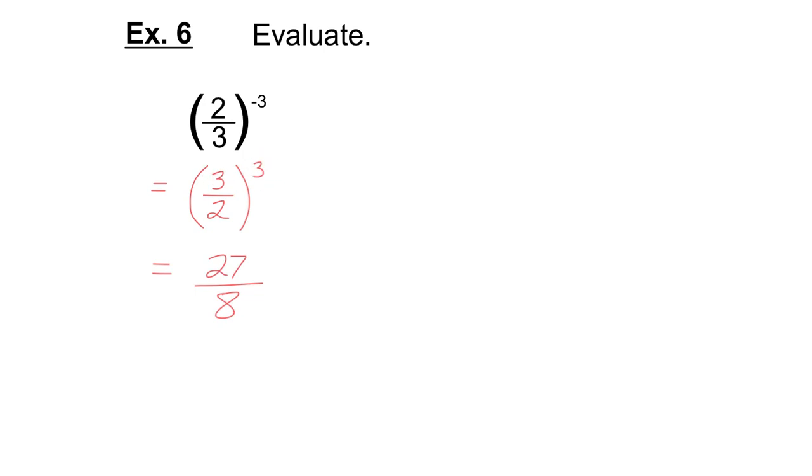Three to the exponent 3 is 27, and 2 to the exponent 3 is 8. So when I evaluate this expression, my answer is 27 over 8.